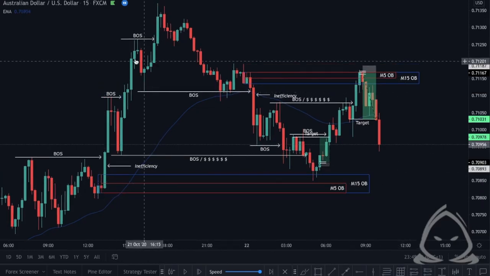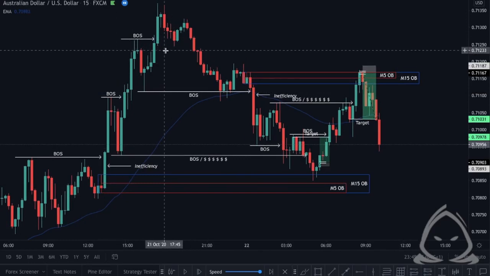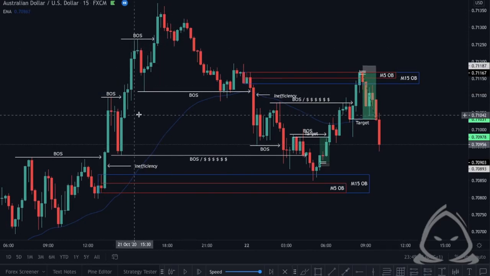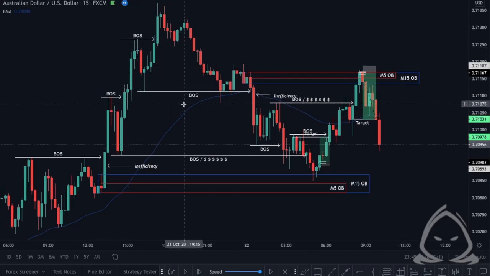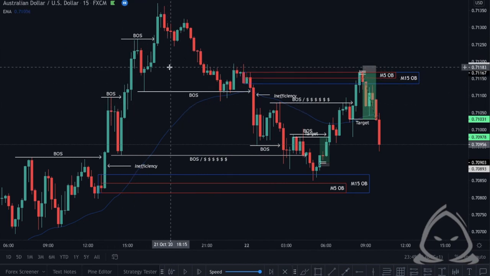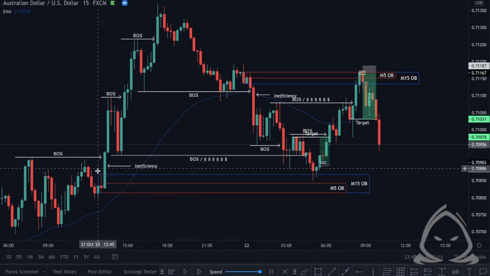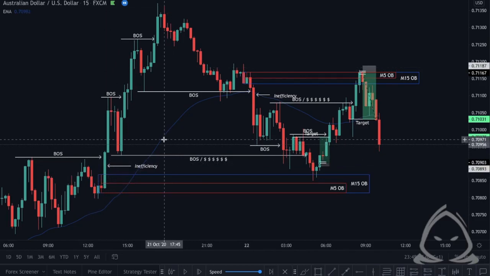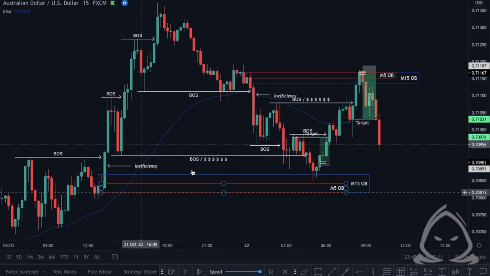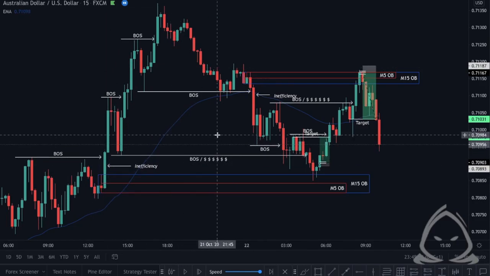On both of these breaks of structure, they were impulsive breaks. Yes, that's fair enough, but no inefficiency was really left behind, or no real confluence other than that was left behind. So, of course, I've always had this area of interest in the back of my mind, and always tried to focus on that if price did come back to it and grant me confirmation.